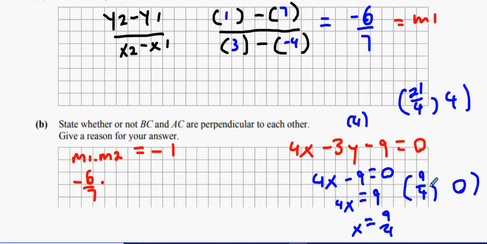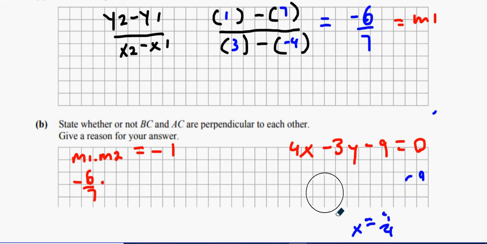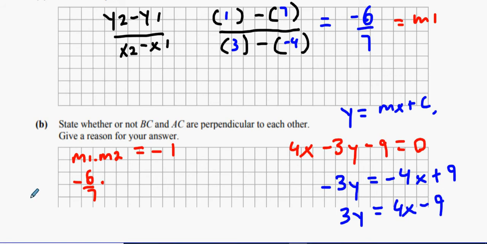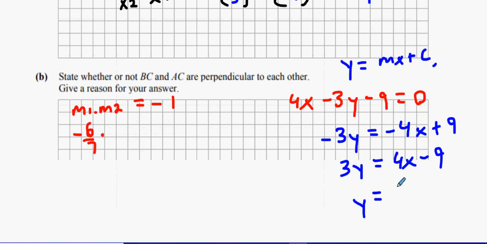Does that make sense? Now, there is a quicker method. Does anybody know the quicker method? That's just to show you a backup option if you forgot the other method. There's a formula for the line. It's called y equals mx plus c. So what would you do here then? Get y on its own. 4x plus 9, yeah. Multiply both sides by minus. Divide both sides by 3. Now, what's minus 9 divided by 3?